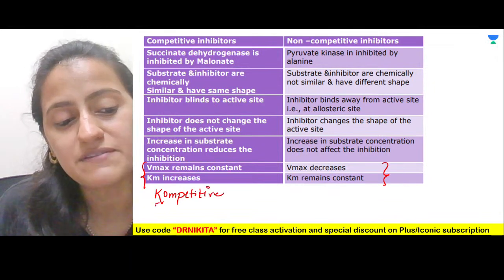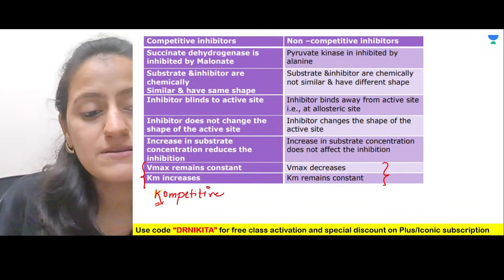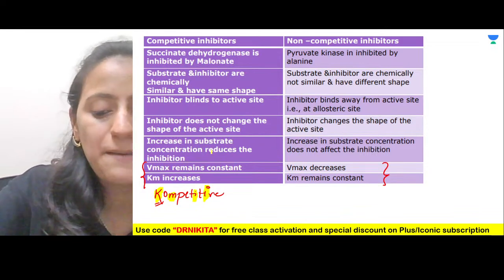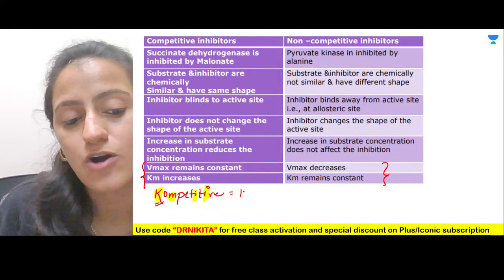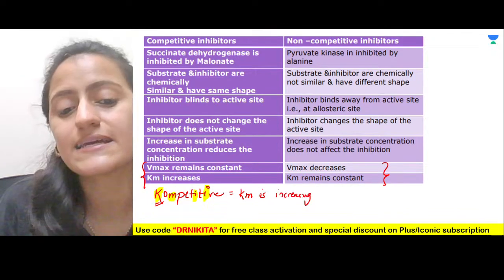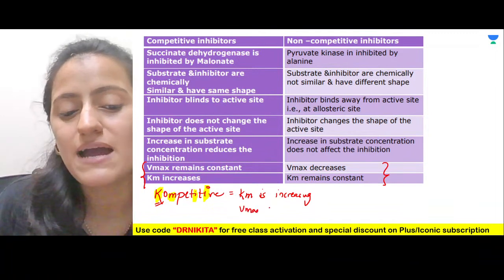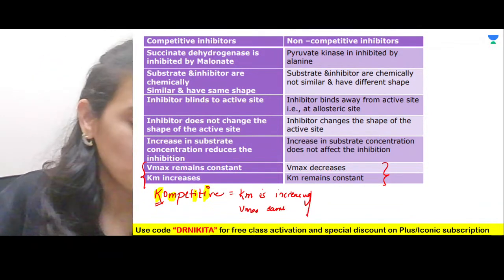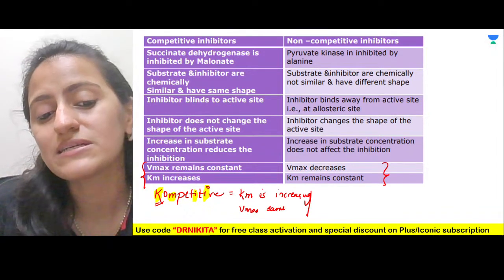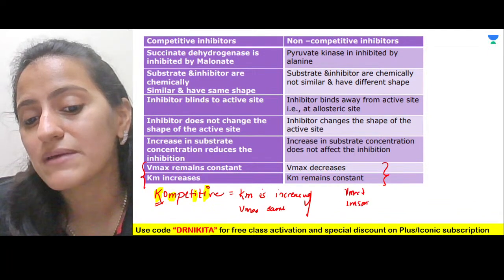Okay, competitive, write it as competitive. And when you write competitive, remember that it is Km increasing. So remember, Km is increasing in competitive inhibition. The other one, the Vmax, remains the same. One changes, one remains the same. In non-competitive inhibition, it is the opposite. It is the Vmax which decreases, and the Km remains the same.